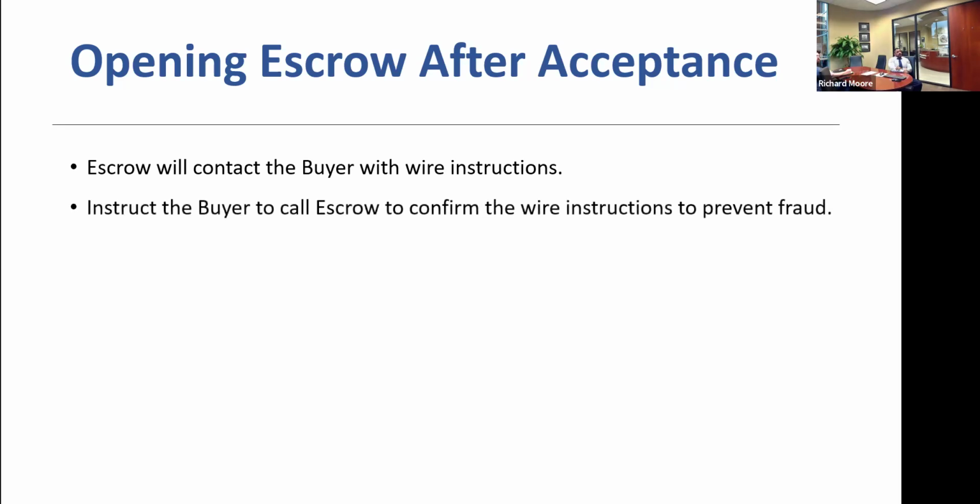Okay. Instruct the buyer to call escrow to confirm the wire instructions to prevent fraud. So when escrow does email your buyer with the account number and wire instructions on where to send the money, instruct the buyer to contact escrow to confirm that account number. This is how people lose money. There's all these fraudsters that intercept these emails somehow and send emails disguised as the escrow company with wire instructions. And then the buyers don't know. They're like, oh, okay, it's escrow. Yeah, we're waiting for an email from escrow. And then they send the money, and once it's gone, it's gone.